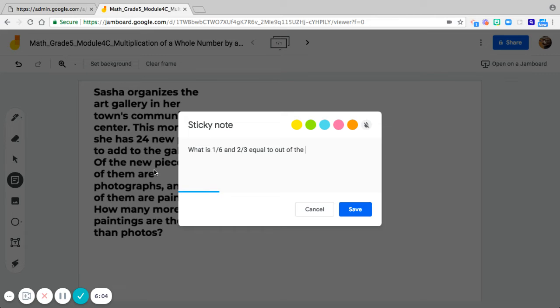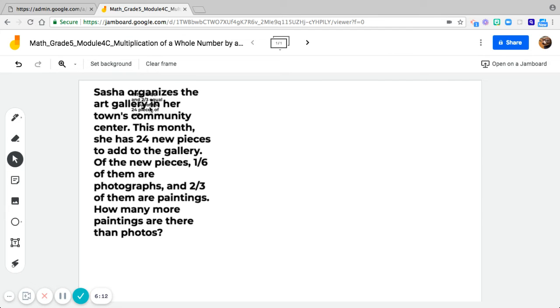Out of the 24 pieces of art. Okay, so let's put that question up. That's a really important question. Let's make it a little bigger. Okay, so let's see. Any other mathematical questions?